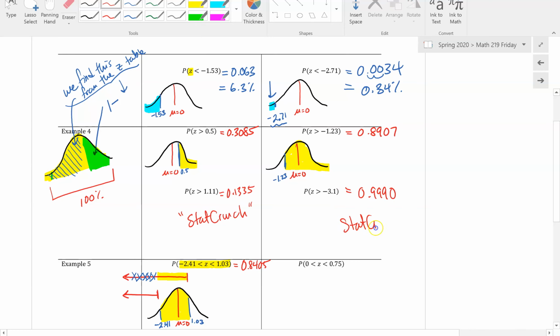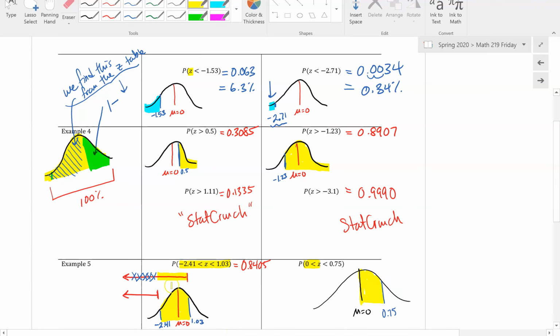StatCrunch. So much more convenient than a z-table. StatCrunch also does these in-between ones. So again, if you think of what's going on here, the mean is 0, and that's exactly where a z-score of 0 would be, because a z-score of 0 means that you are 0 standard deviations from the mean, so you're right on the mean. I want to be sandwiched in between that and a score that is 0.75 standard deviations above the mean. I'm looking to be in that window there.